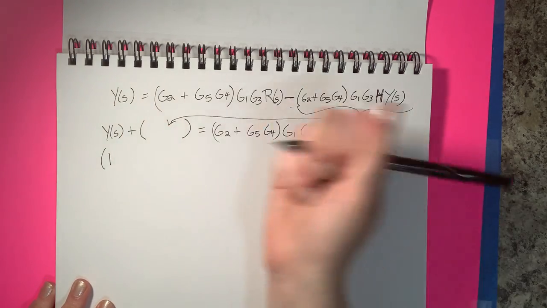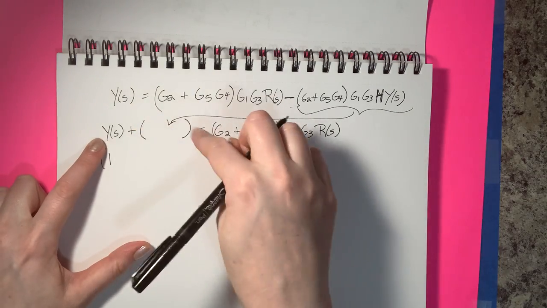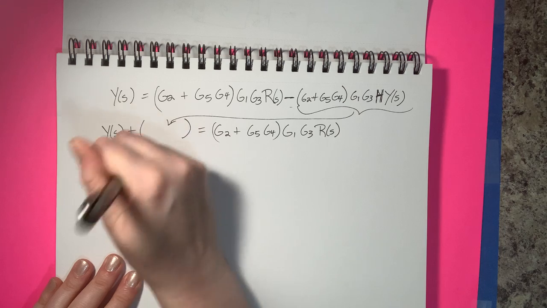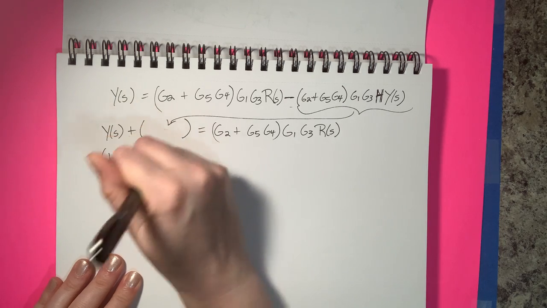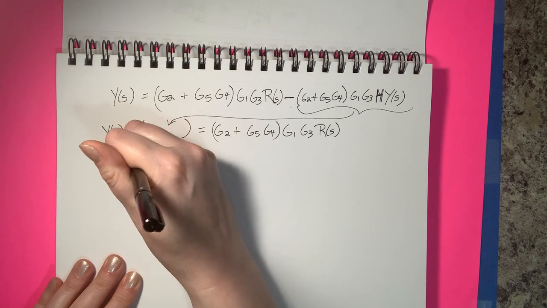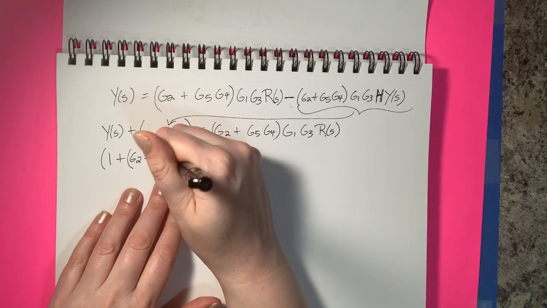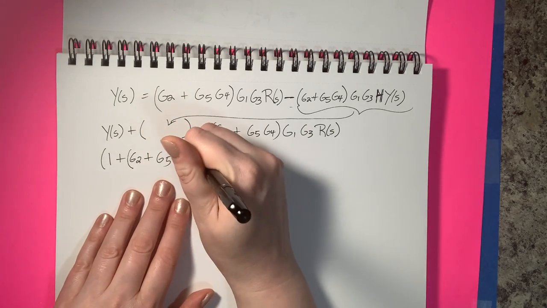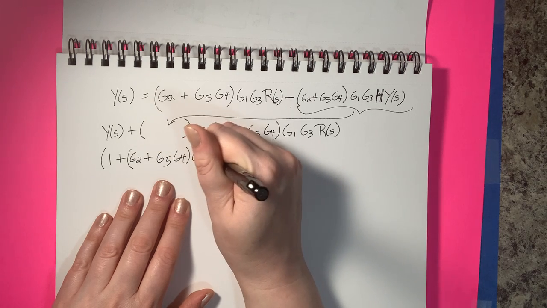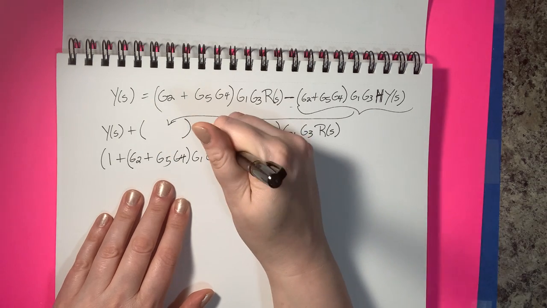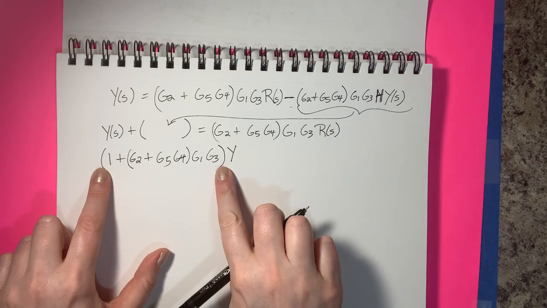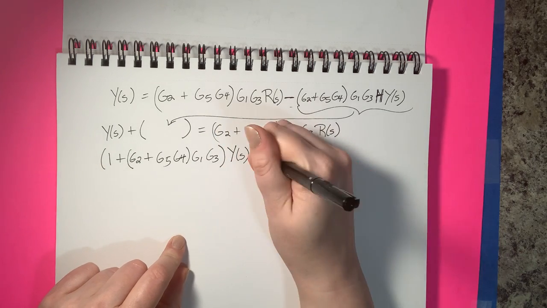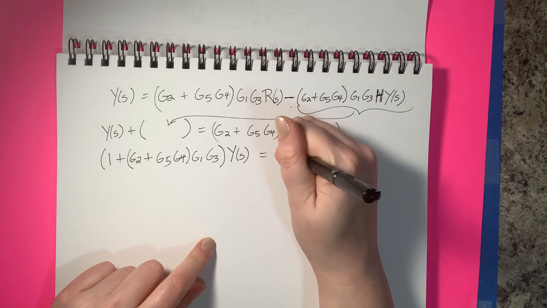All right, so we're going to have 1 for this y, factoring out the y, plus the g2 plus the g5. Now this is in parentheses. g5, g4, g1, g3, and then we have our y on the outside. So we close both our parentheses. We have our y of s right here. And then that's equal to all of this.